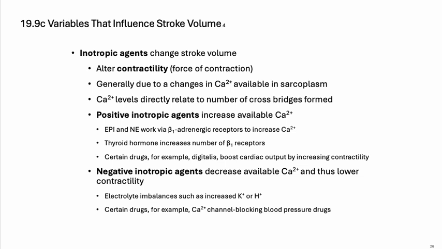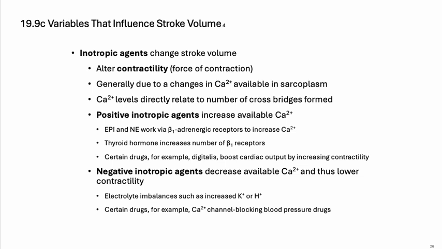So you can have positive inotropic agents, just like you had positive chronotropic, and you can have negative inotropic, just like you had negative chronotropic, right? So epinephrine, norepinephrine, those are also acting as inotropic agents as well, right? Thyroid hormone can too. A medication called digitalis, sometimes called digoxin, is a very potent inotropic agent, especially for patients who have heart failure.